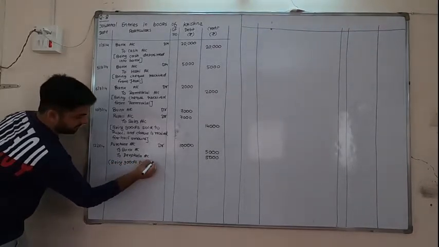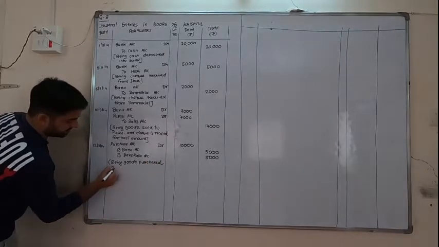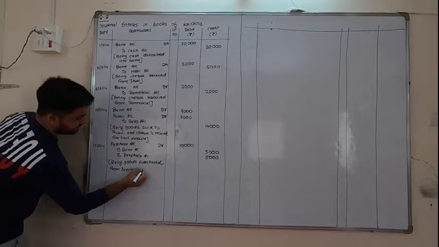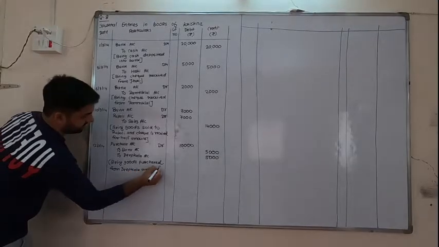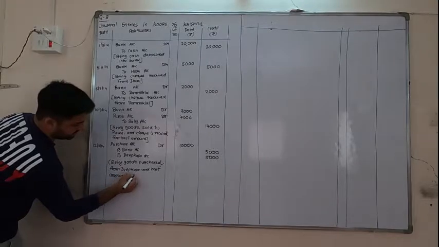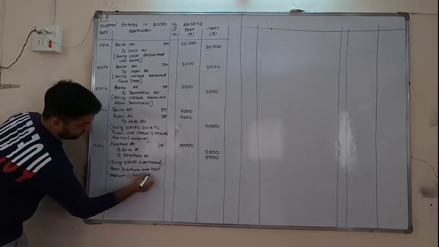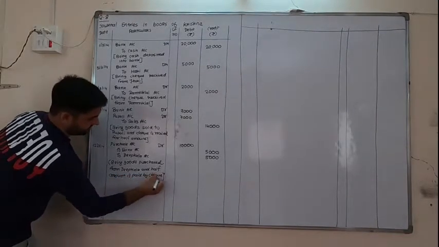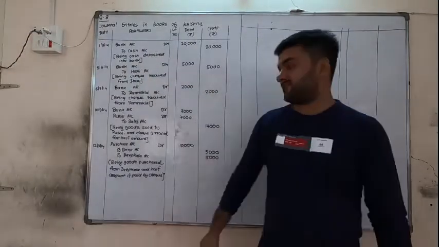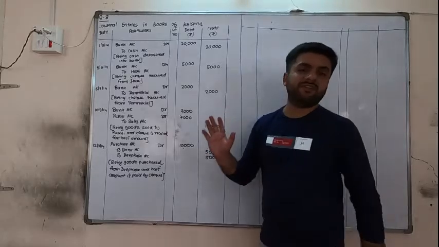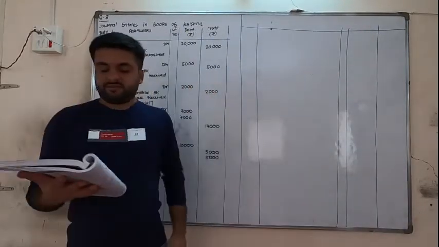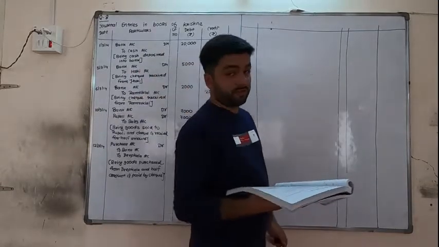Goods purchased from Deepkala and half amount is paid by check. If you understand properly the rules and the transactions, then everything will be very easy. Next, now 15th one is important.